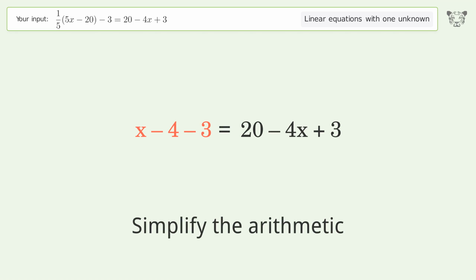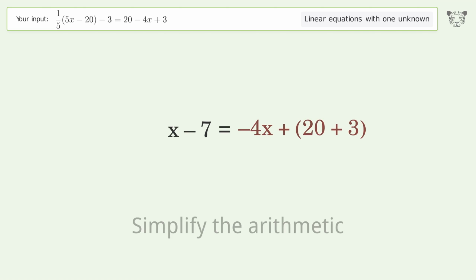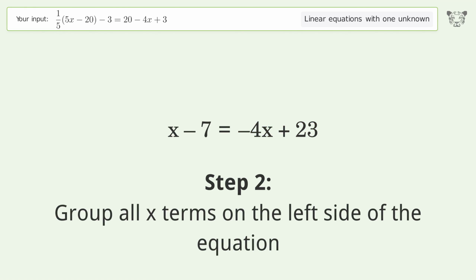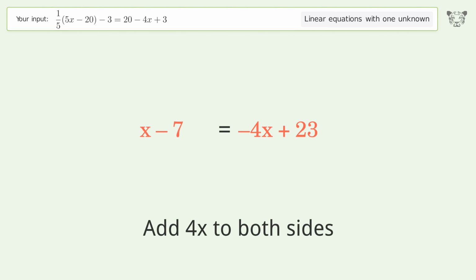Simplify the arithmetic. Group like terms. Simplify the arithmetic. Group all x terms on the left side of the equation. Add 4x to both sides.